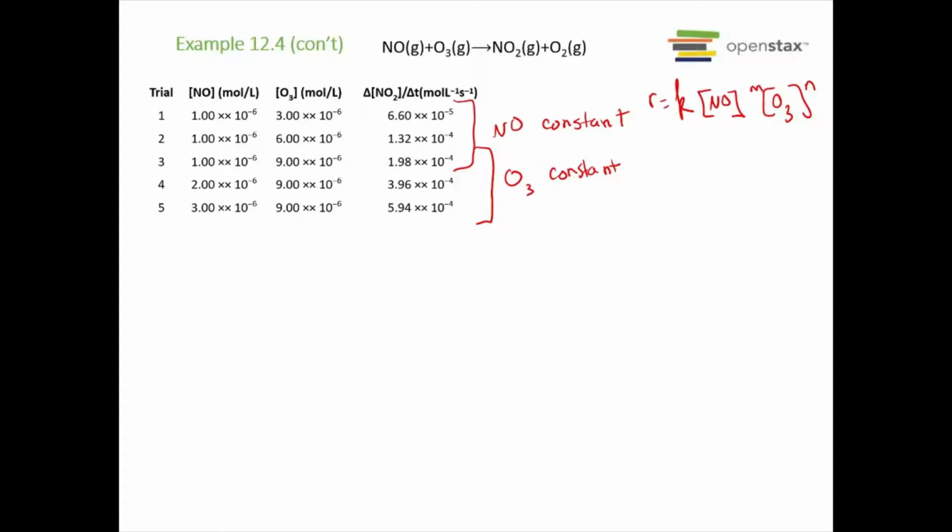We divide it and we look at how it changes. For this type of problem, we can actually look at it and determine it just kind of looking at the numbers. So let's go ahead and try to find M. I'm sorry, try to find N. No, sorry. We're going to find M first, where NO is held constant and ozone is different. So that's our first three experiments.